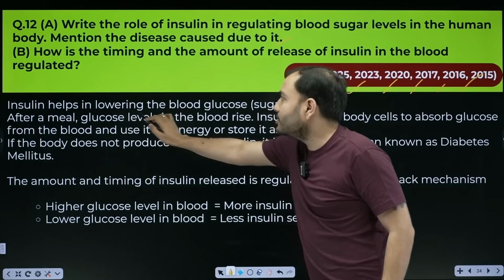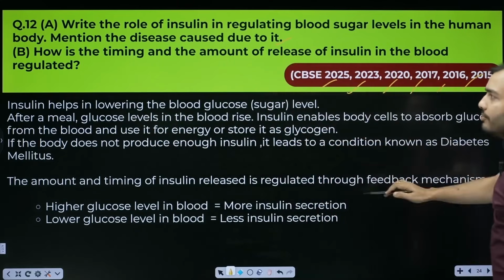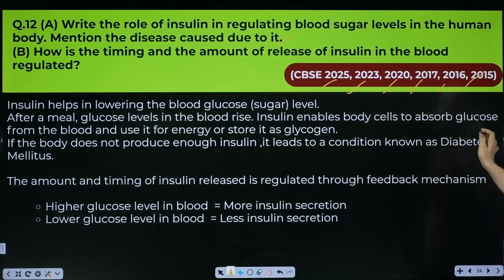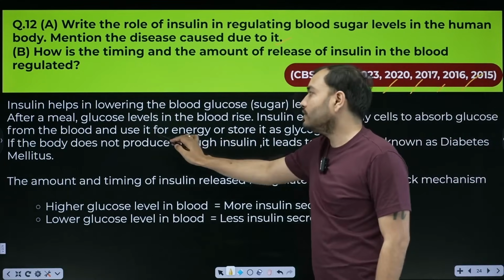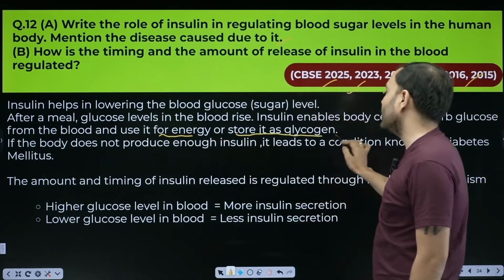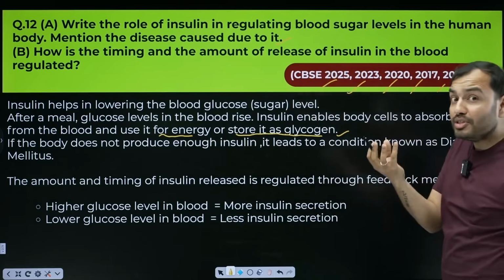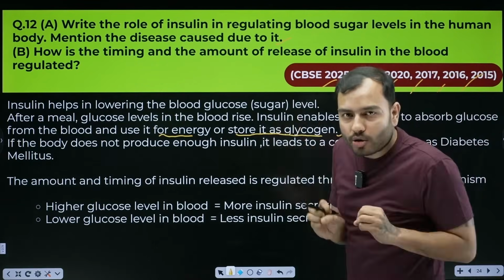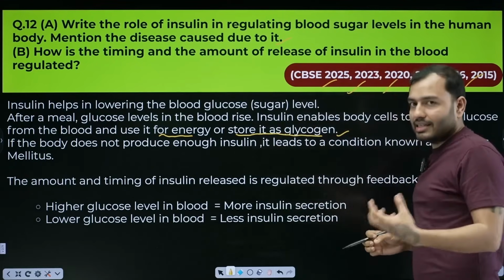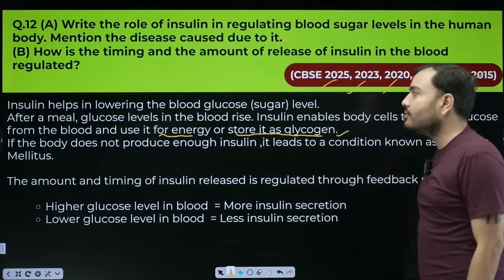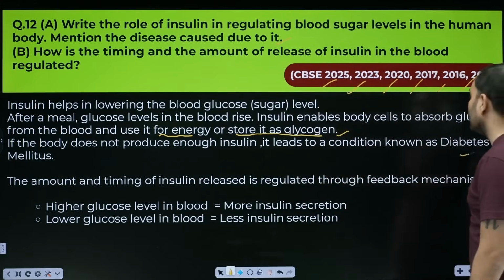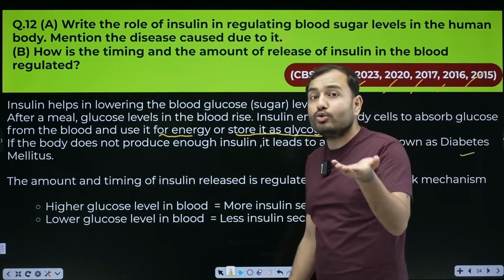Okay, read this. Insulin helps in lowering the blood sugar, that is the glucose level. After a meal, glucose levels in the blood rise. Insulin enables body cells to absorb glucose from the blood and use it for energy or store it as glycogen. Remember, animals store their food as glycogen. We read that in the first chapter. It tells the cell to absorb blood sugar and make energy from it. If the body does not produce enough insulin, it leads to a condition known as diabetes, sugar increased. We say sugar ho gaya, or diabetes has occurred.